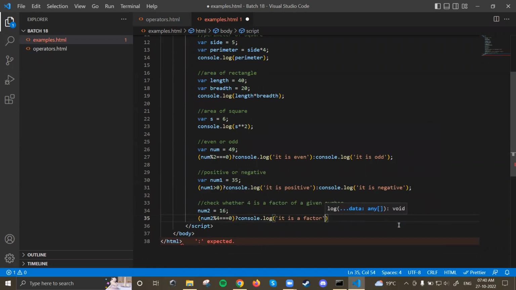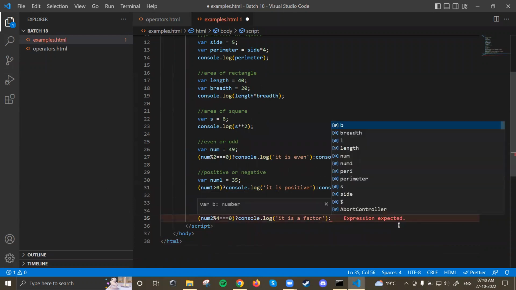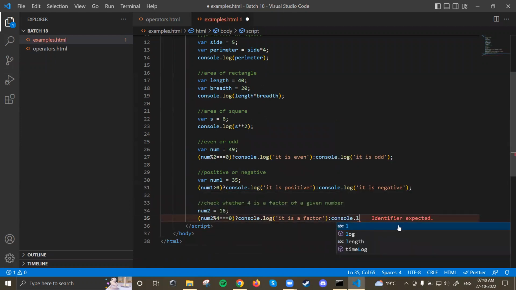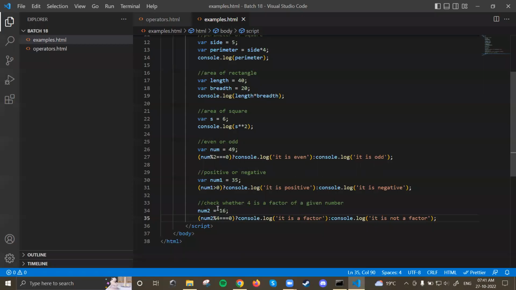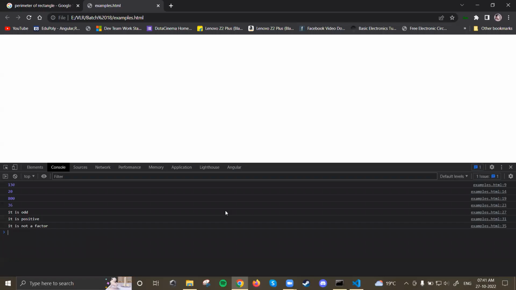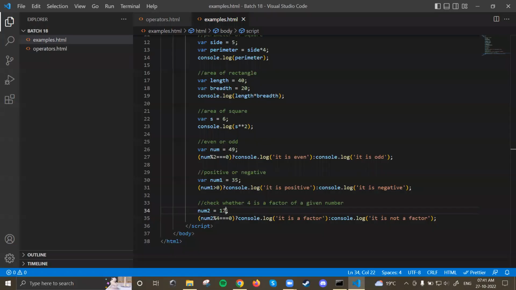Only if it is a factor we write that. Else, console.log, if it is false, then console.log it is not a factor. Save this, go to the browser, and we get it is a factor. If I write 17 here, I'll get it is not a factor. So this is about factors.